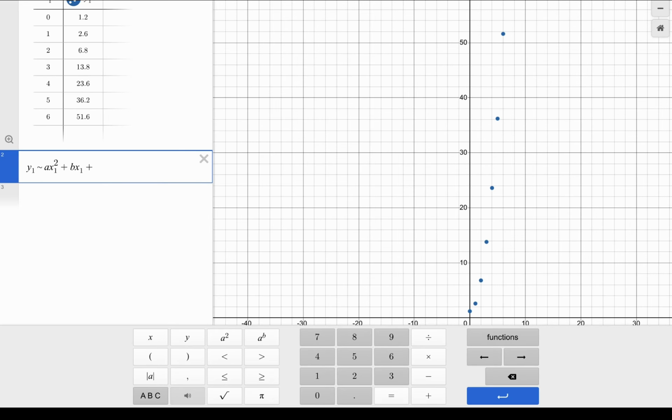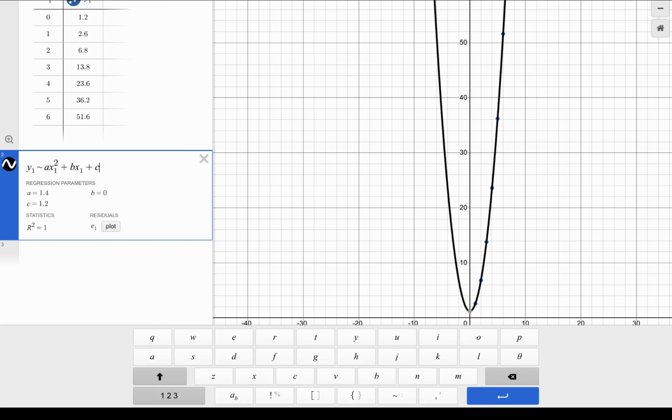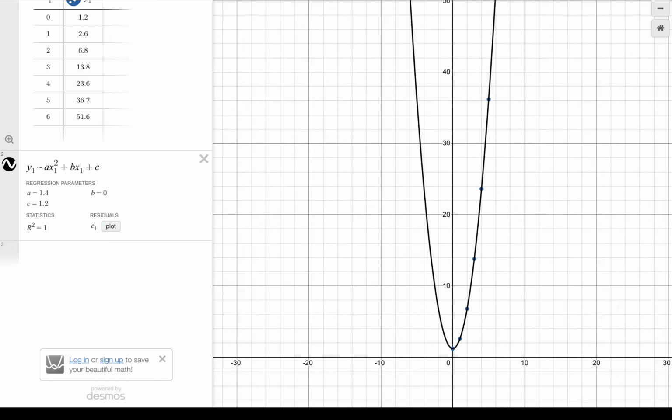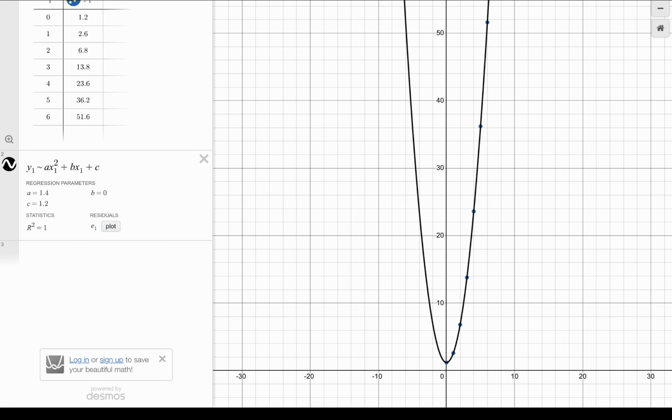plus b x1 plus c. And looking at this visual representation, we can clearly see that the quadratic regression equation captures the majority of the points right here. Now, again, keep in mind that the data that we have out there is not fully accurate. And to some extent, some of these points are a little bit off, okay?